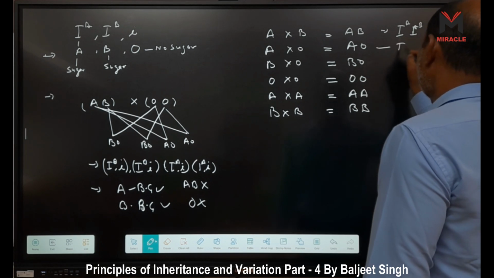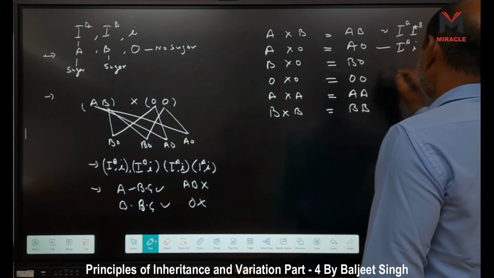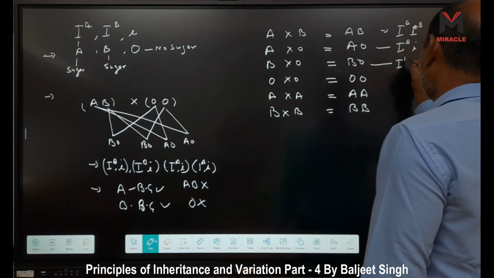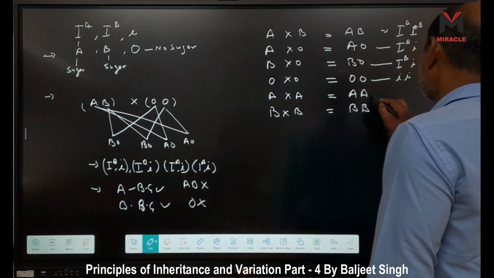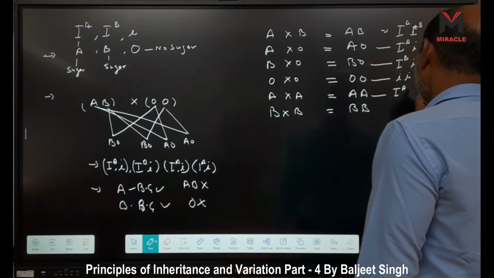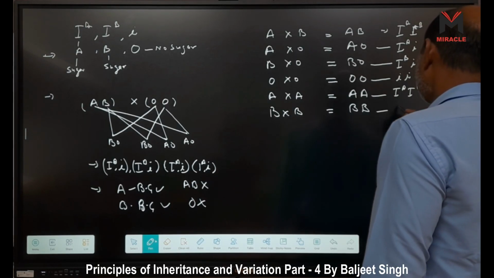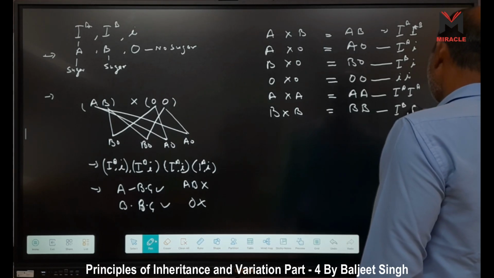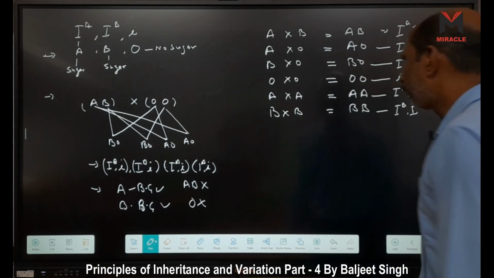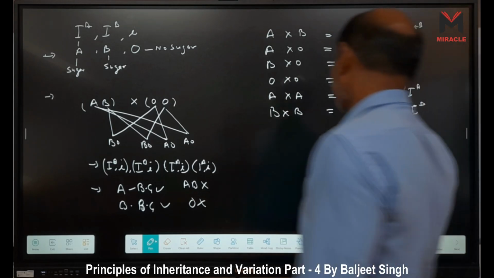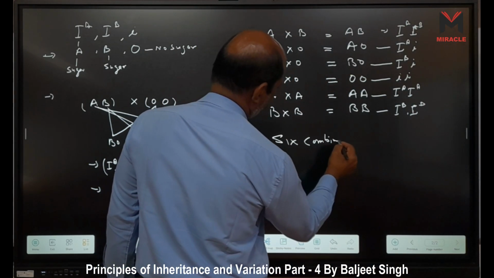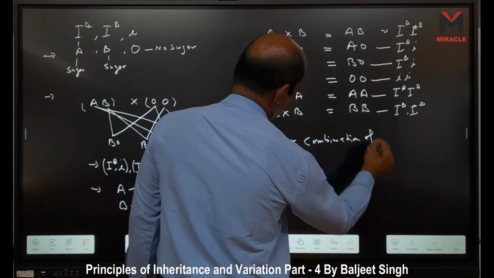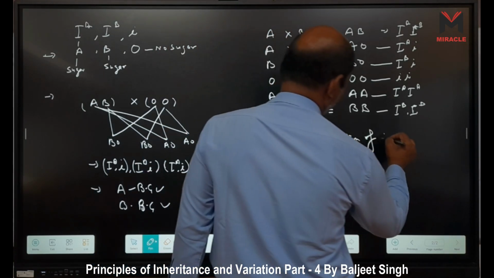This one is IA and small i. This one is capital IB and small i. This one is small i, both are recessive. This one is A, this one is B, simply. So these are the 6 combinations of blood group.